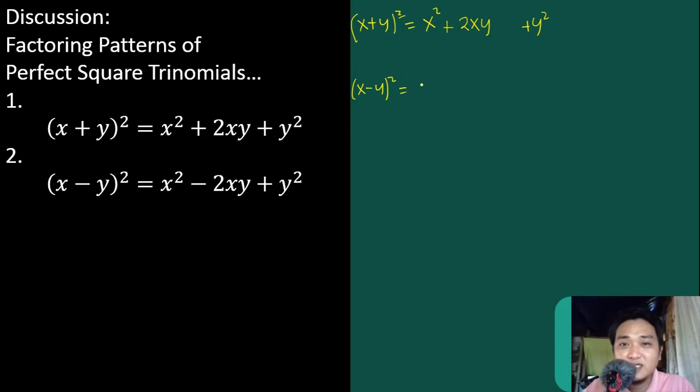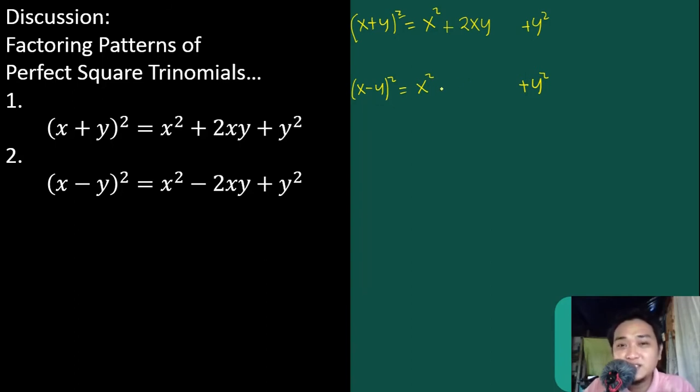Again, get the square of the first term, that is x squared. Get the square of the last term, which is positive y squared, because negative times negative is positive. So, therefore, negative y times negative y is positive y squared.